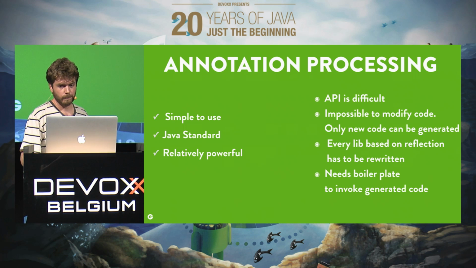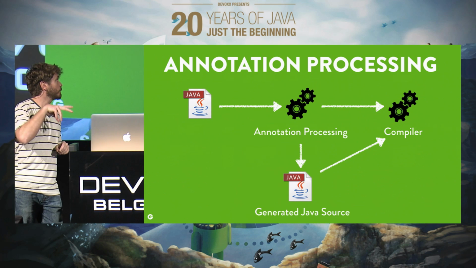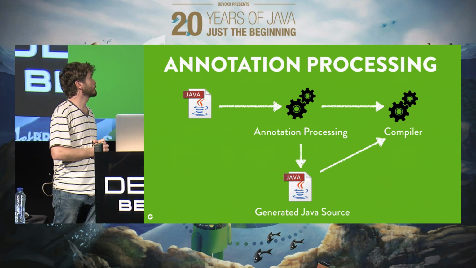Also, you need some boilerplate code to invoke generated code, which is not as easy as just not having to write it. So let's try to dig a bit on what is happening during annotation processing.